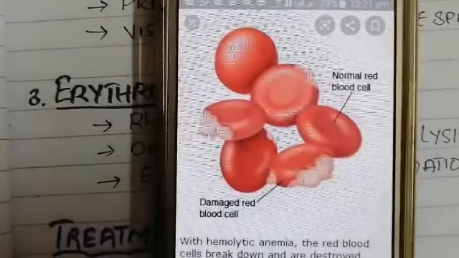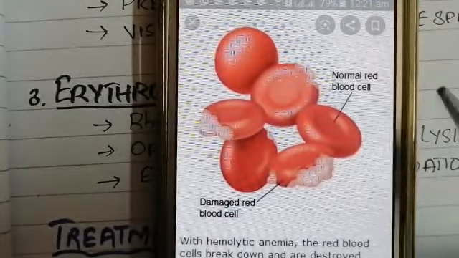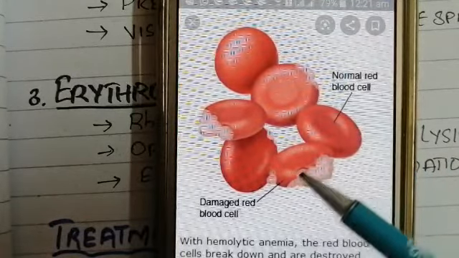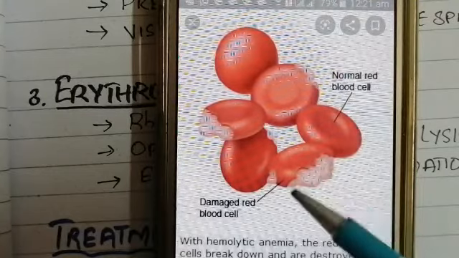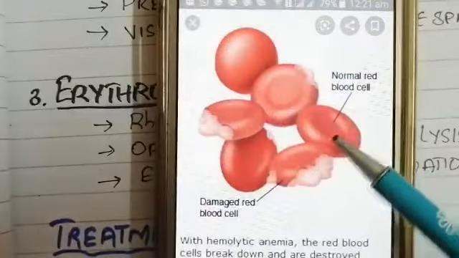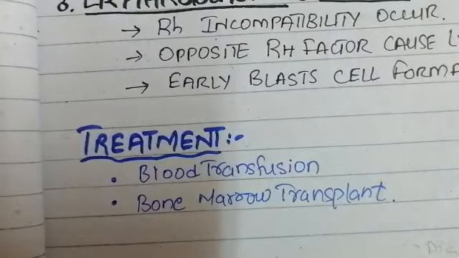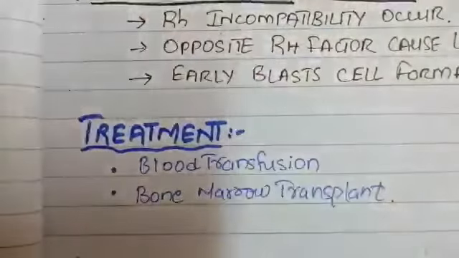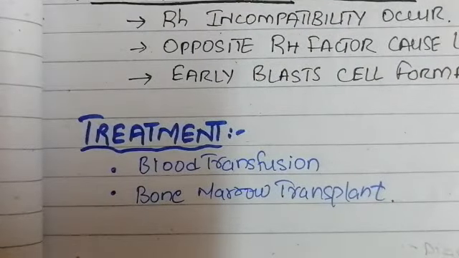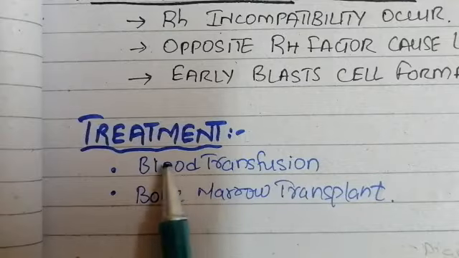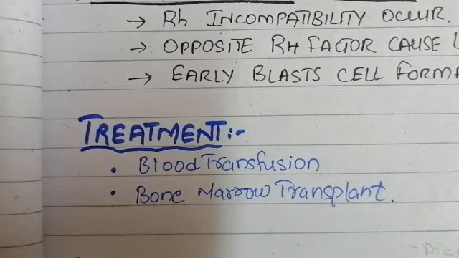Now here you can also see the damage of the RBCs. This is the normal RBC and this is the damaged RBC, because the wall of the RBC is damaged and there is a release of substances between the RBCs. This is called hemolysis of the RBCs. Coming to the treatment of hemolytic anemia, if it is due to hereditary spherocytic anemia or sickle cell anemia, blood transfusion is a treatment. The blood transfusion is beneficial and it causes recovery from that anemia.